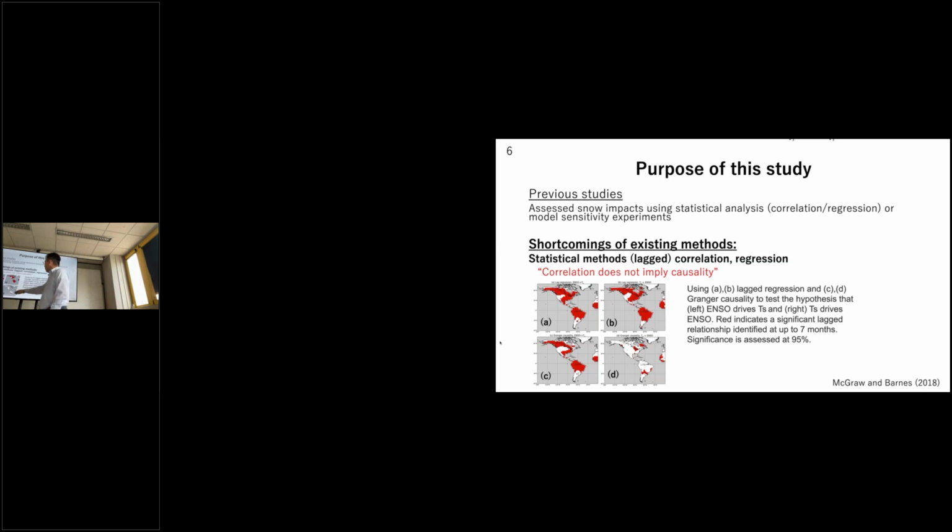On the bottom, they show the so-called Granger causality analysis. Then we can see, for example, ENSO causes the surface temperature. In this case, we don't see the surface temperature cause the ENSO. Of course, we know that the land doesn't cause the ENSO variability, so this makes sense. But if we look at the lag correlation or regression analysis, actually they are not very efficient or useful for analyzing the causality.